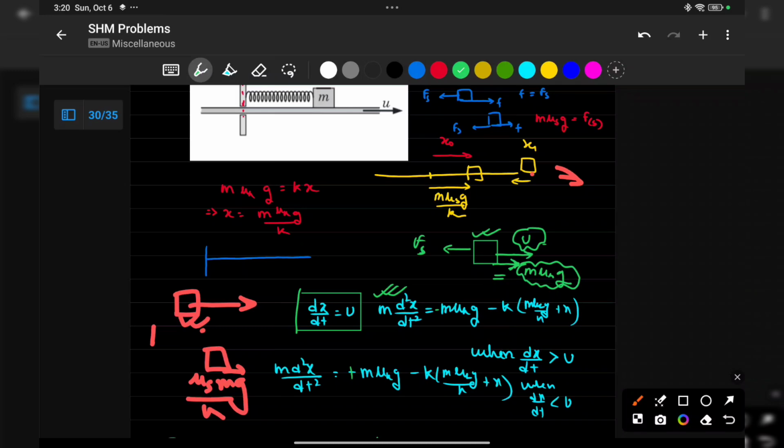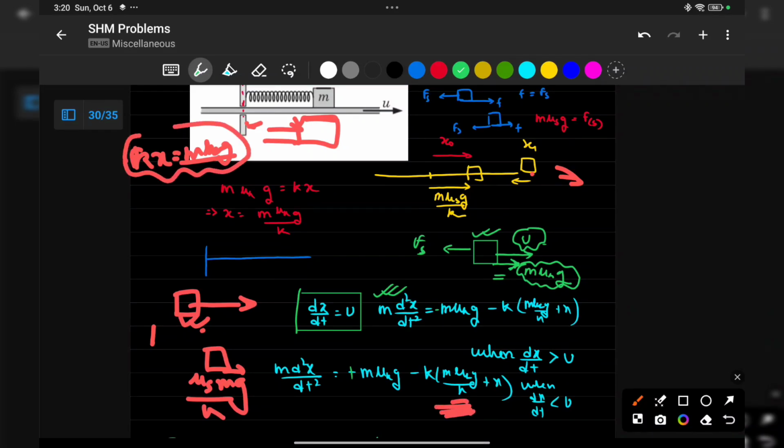Why? Suppose there is no static friction at all. Suppose kinetic friction and static friction are the same. Then the mean position will occur where the kinetic friction is equal to the spring force. That is the deformed x: kx will be equal to μk mg, so x is μk mg by k. That is your mean position, and from there it will deform by x.